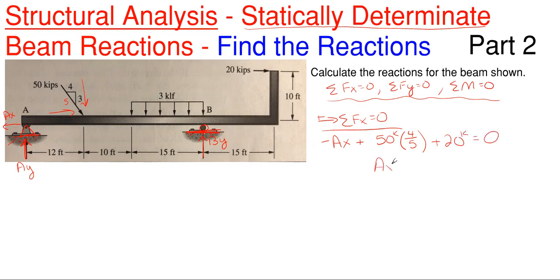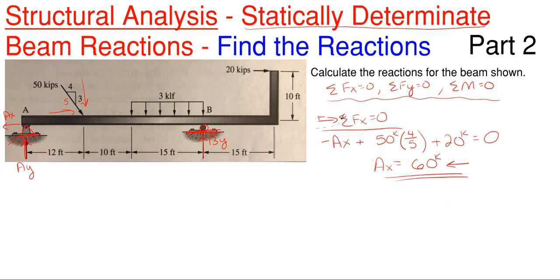Well, A sub X is just going to be the 50 times 4/5 plus 20 added together, and that gives me exactly 60 kips. And it came out to be a positive number, so I know my assumed arrow direction of to the left was correct.